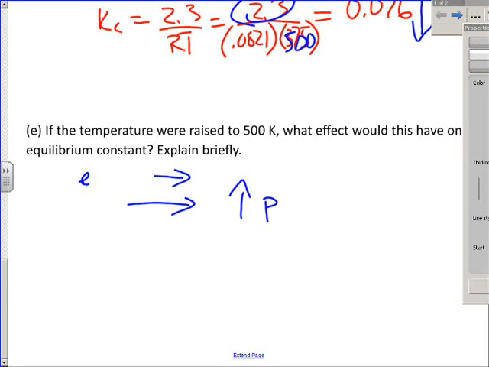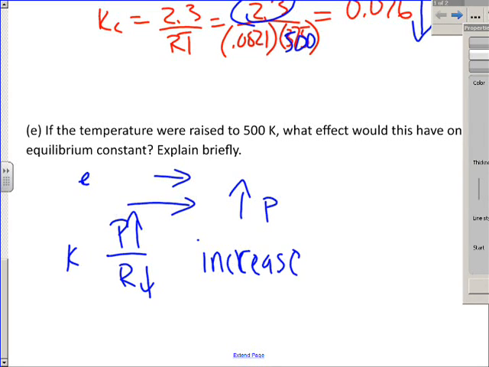Now, if we're increasing our products, that is going to increase because our K is products over reactants. If this is going up and that's going down, our K value should increase. So the reasoning here to answer the final question in part one is if it's an endothermic reaction, adding energy, so increasing the temperature, would shift equilibrium to the right, which would favor the production of products, making the K increase. So the equilibrium constant would increase in this case.